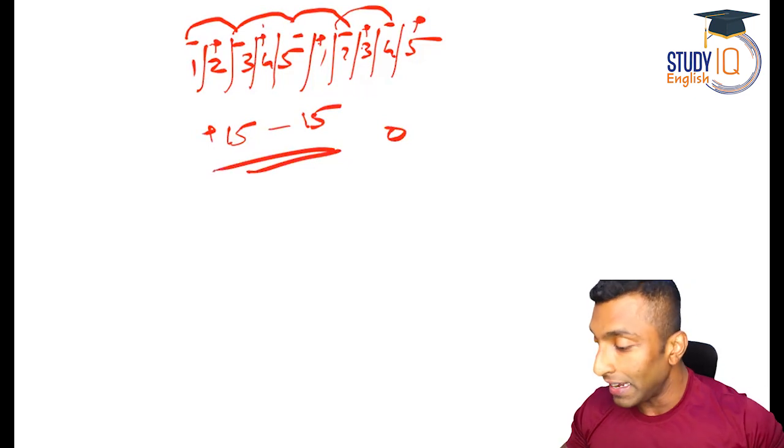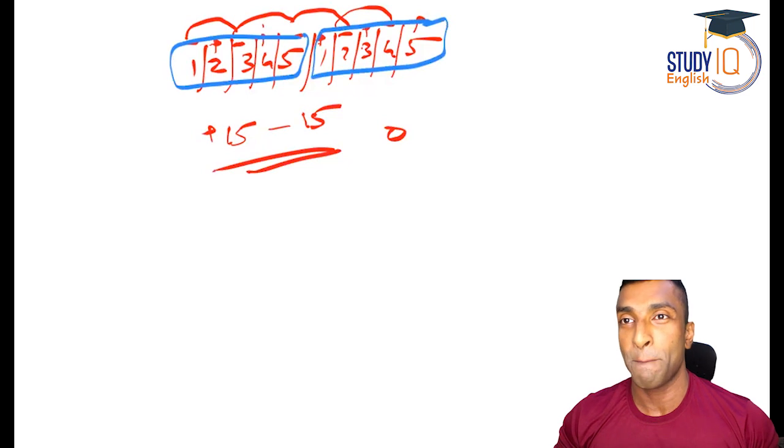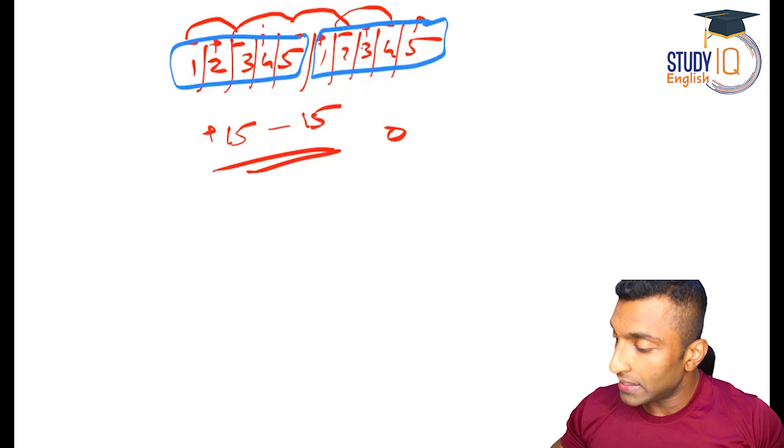So why am I doing that? Instead, I can take a group of 5. I can take a group of 5. Or you can group into groups of 9 also, 3 also. It's up to you guys. Okay, let's take one more.